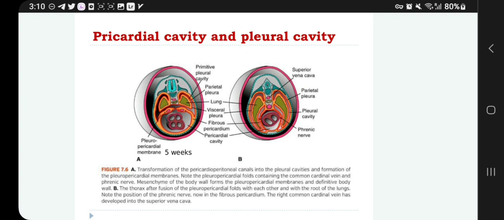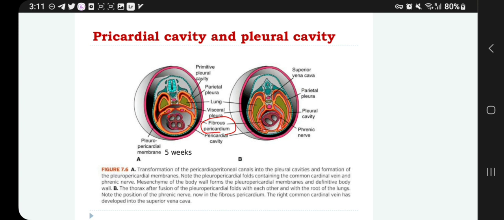And finally they join together, and in an adult we don't have any septum between the lung and the pericardium. Why? Because this fold, the pleuropericardial fold, converts to the fibrous pericardium. The fibrous pericardium: around the heart we have two pericardia.